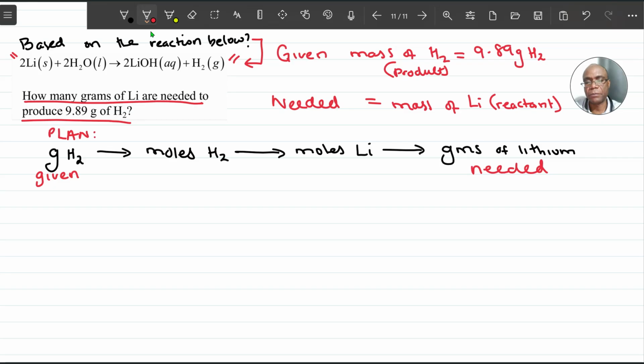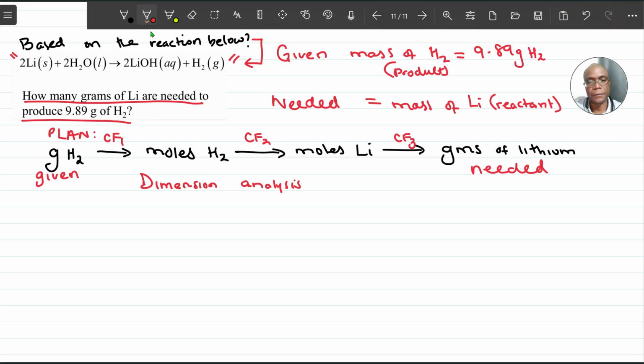That's how your plan will be, but we always go through transit. We transit through the moles. All right, so we'll need a conversion factor 1, conversion factor 2, conversion factor 3, and we again are going to use the method of dimension analysis.